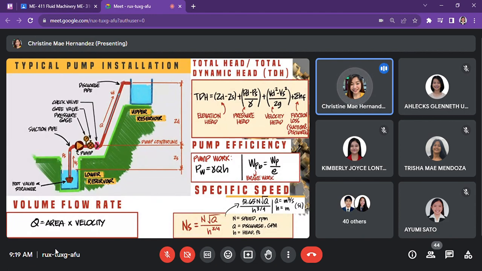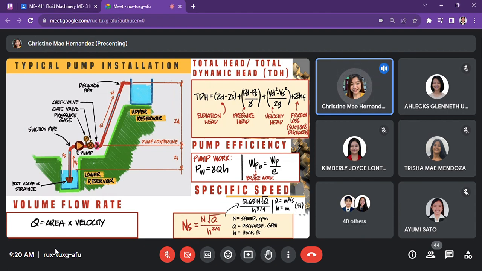So, meron din tayong brake power. So, pump work over the efficiency. So, over the pump efficiency. Meron din tayong specific speed. So specific speed is equal to speed square root of discharge over volumetric flow rate over h raised to 3/4.